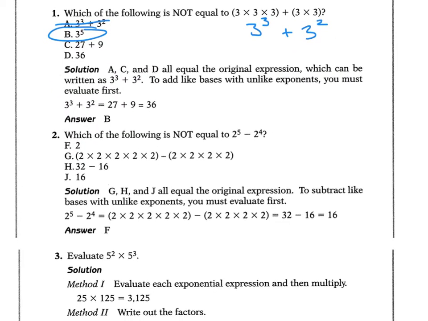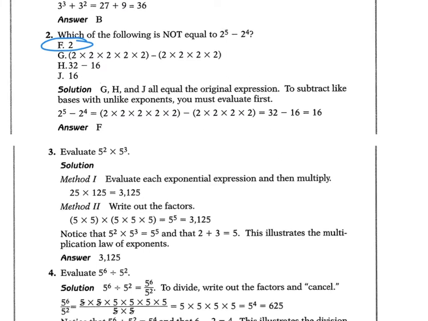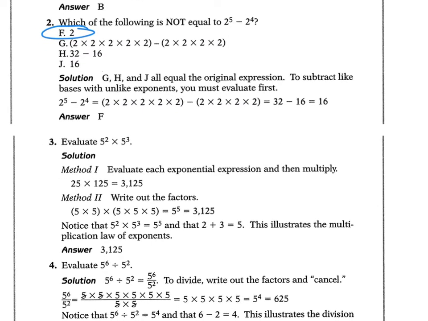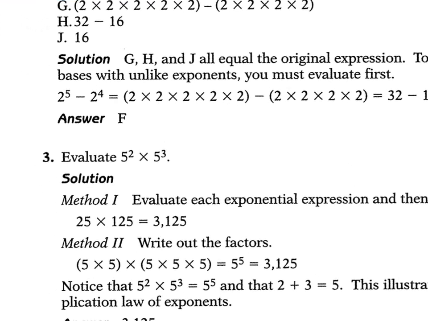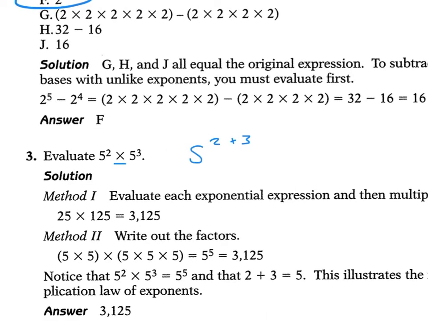Number 2, which of the following is not equal to 2 to the 5th power minus 2 to the 4th power? Again, we said we cannot combine them unless we evaluate it first. So the one that combines them before it evaluates would be F. Number 3, here we're multiplying, so we can combine our exponents by adding them. So we have 5, so we're adding them, so 2 plus 3. So 5 raised to the 2 plus 3 becomes 5 to the 5th power, and 5 to the 5th power would be 3,125.